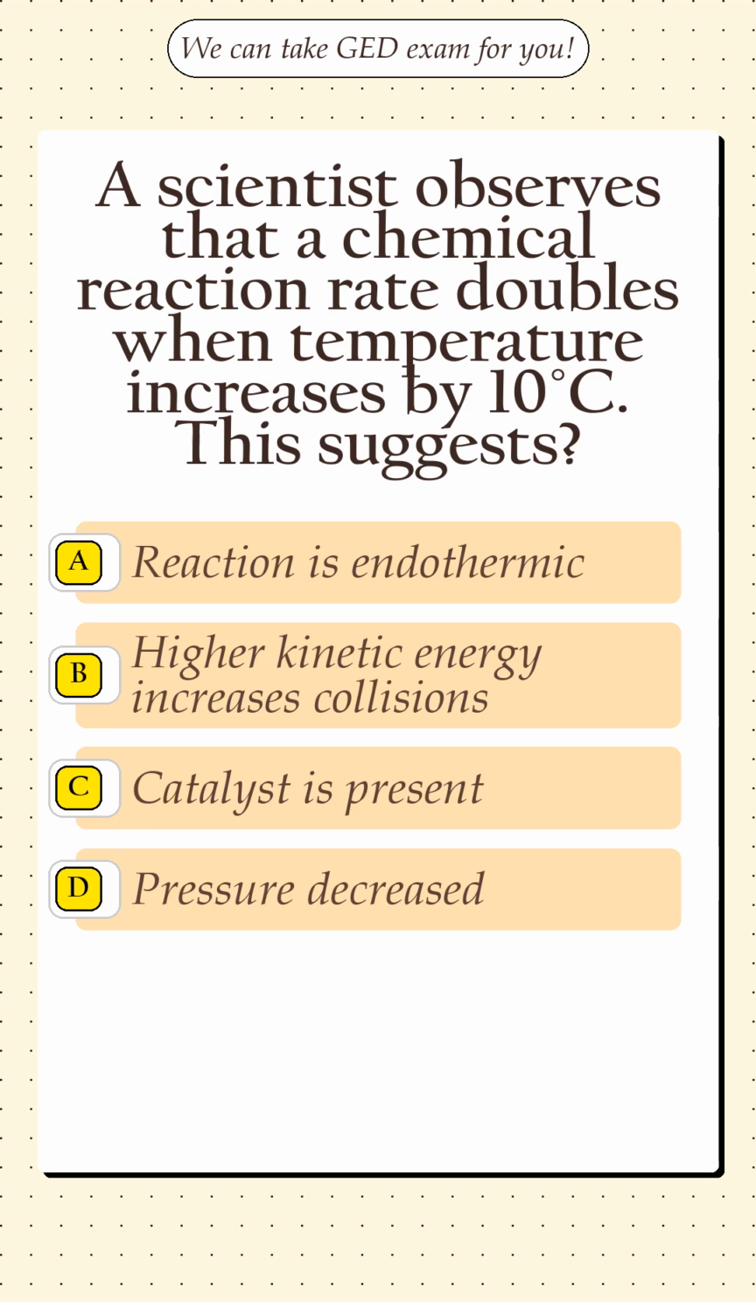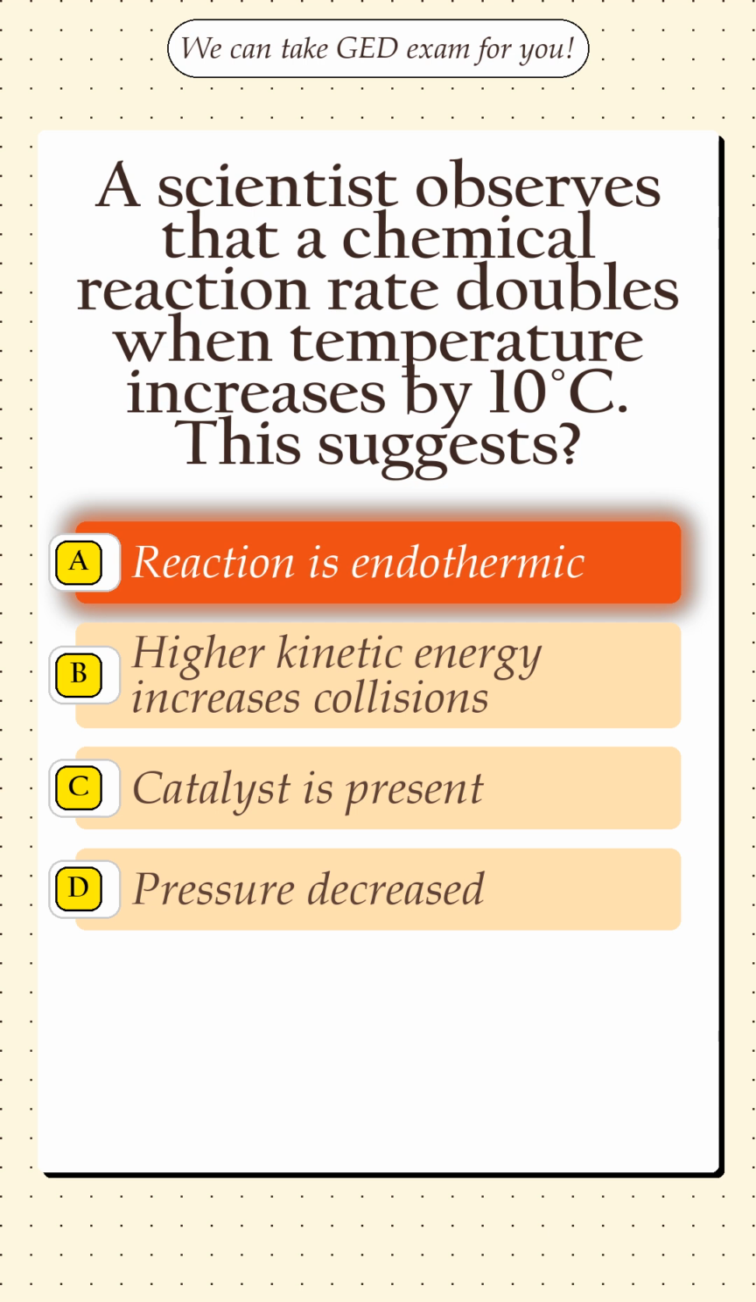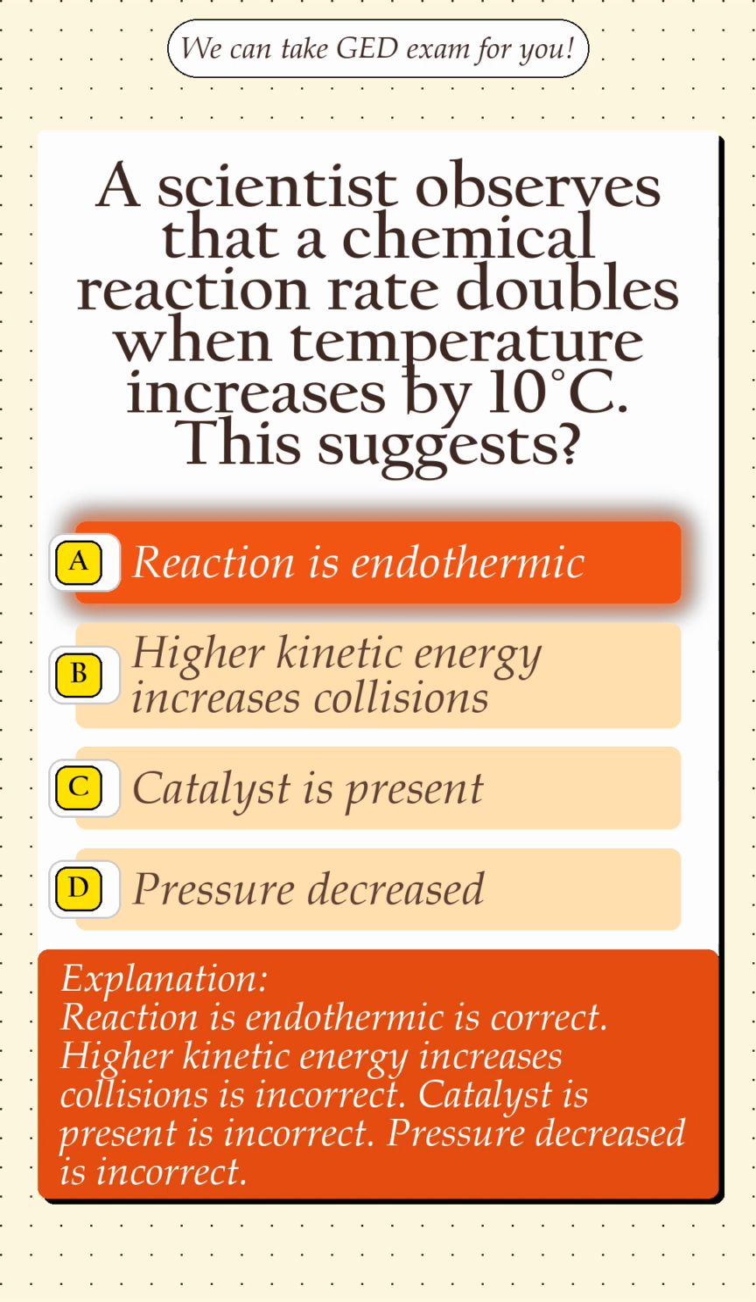Question 8. A scientist observes that a chemical reaction rate doubles when temperature increases by 10 degrees Celsius. This suggests: option A, reaction is endothermic. Option B, higher kinetic energy increases collisions. Option C, catalyst is present. Option D, pressure decreased. The correct answer is option A, reaction is endothermic. Reaction is endothermic is correct. Higher kinetic energy increases collisions is incorrect. Catalyst is present is incorrect. Pressure decreased is incorrect.